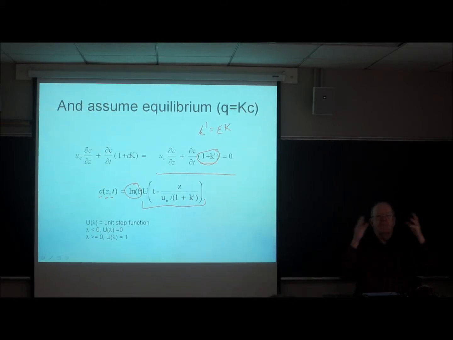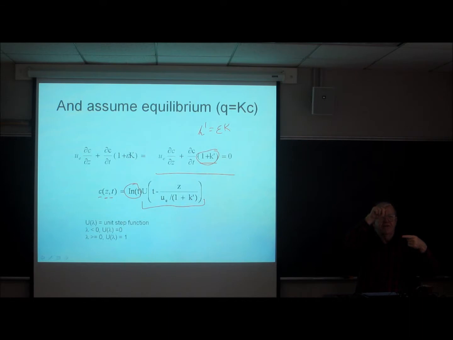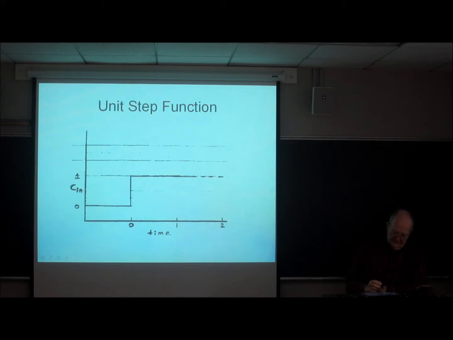If we have u of some argument, lambda, when lambda is less than 0, the unit step function is 0. When lambda is greater than or equal to 0, the unit step function is 1. At 0 of the argument, it discontinuously goes up to 1, and it stays there forever thereafter. So if we plot the unit step function, this is what it looks like. Here's my concentration. Here's time 0. So the unit step is 0, stays there until the argument is greater than 0. It undergoes a step up to 1, a unit step, and then it stays there indefinitely. So that's a unit step function.